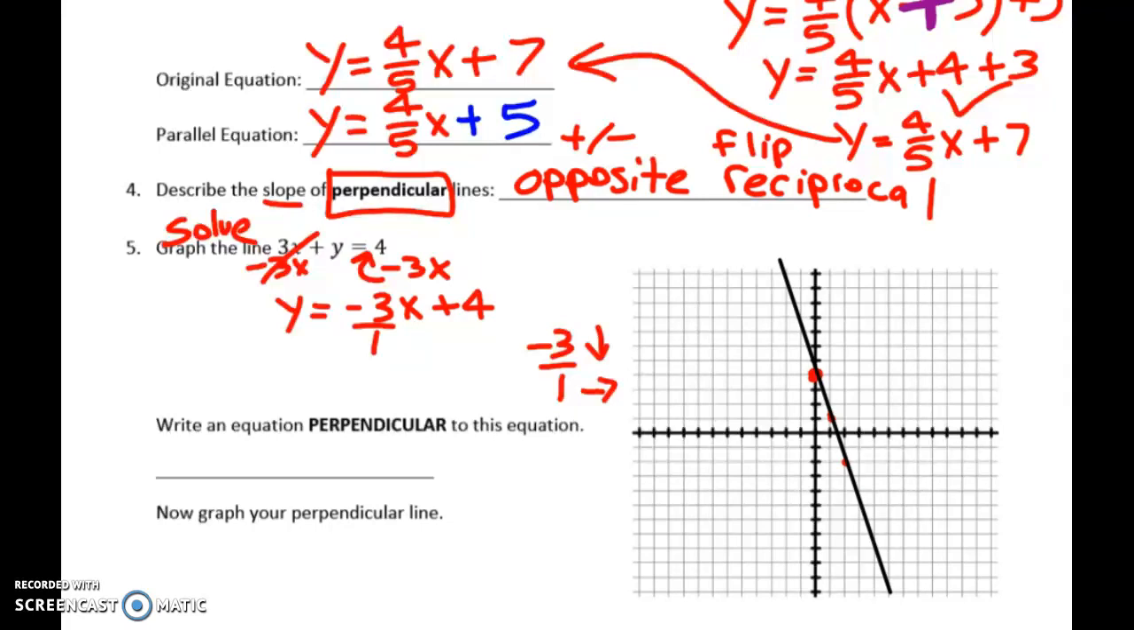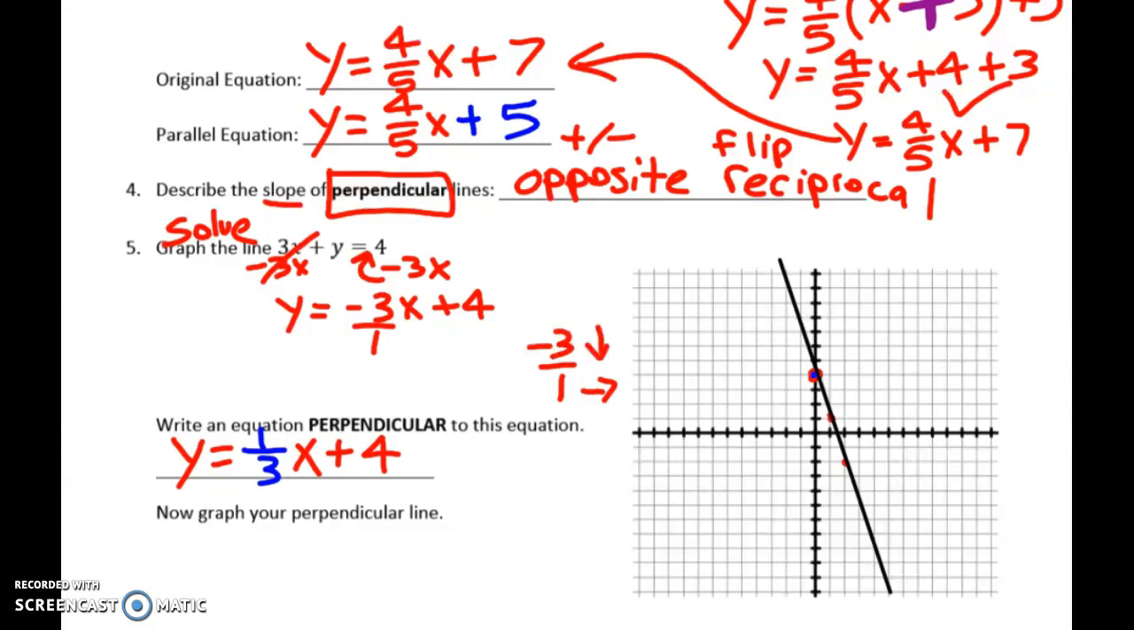And now I need to write a perpendicular equation. So I'm going to start again with y equals, but instead of negative 3 over 1, the opposite would be positive, and the reciprocal would be flipping it, 1 over 3. Does everyone see that I flipped it and I changed the sign? So don't put a negative sign. You don't have to put a plus sign. Just put a regular 1 over 3. Okay? X. And your y-intercept, it can change or it can stay the same. Just to keep it simple, I'll leave it at positive 4.